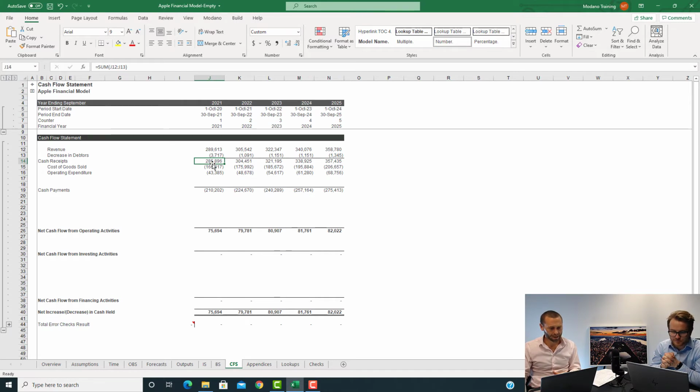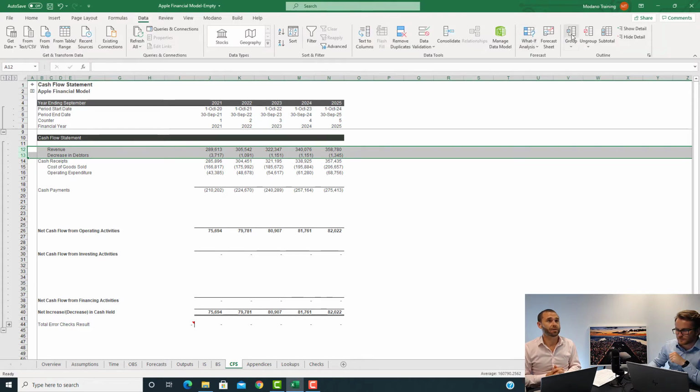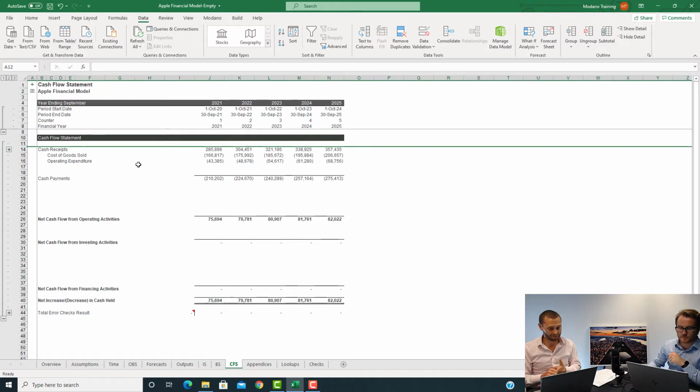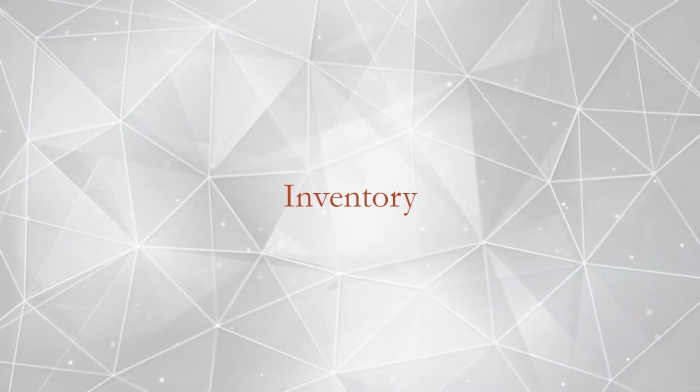Okay, so let's group those rows. Let's group rows 12 and 13. Just select those and group them. And then our cash flow statement's slowly coming to life, and there's our cash receipts. So our model now contains our financial statement shells, our revenues, expenses, COGS. We now contain debtors. We now need to allow for adjustments to inventory and to creditors.